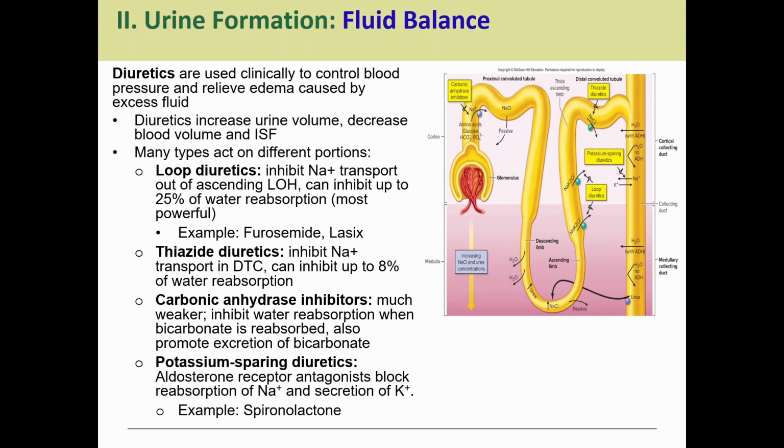And then potassium sparing diuretics are going to block aldosterone receptors so that we get rid of sodium and we keep potassium. The reason this one's a diuretic is that if we get rid of the sodium, water is going to go with it too. So spironolactone is an example of that one. Some of these are used for things like blood pressure and edema, but other things are used for other purposes. I know spironolactone is actually something some people will use for things like acne.